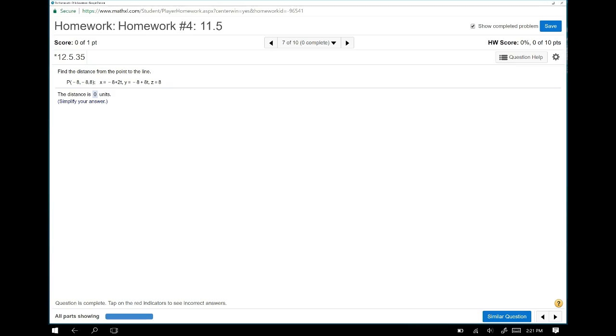Yeah, there's a reason they didn't give you good rounding instructions for number 7. There's a reason. Everybody's answer is going to come out 0. What does it mean if the distance is 0? They're on top of each other. The point is on the line. That means the point that they gave you is on the line. So y'all did all that work.